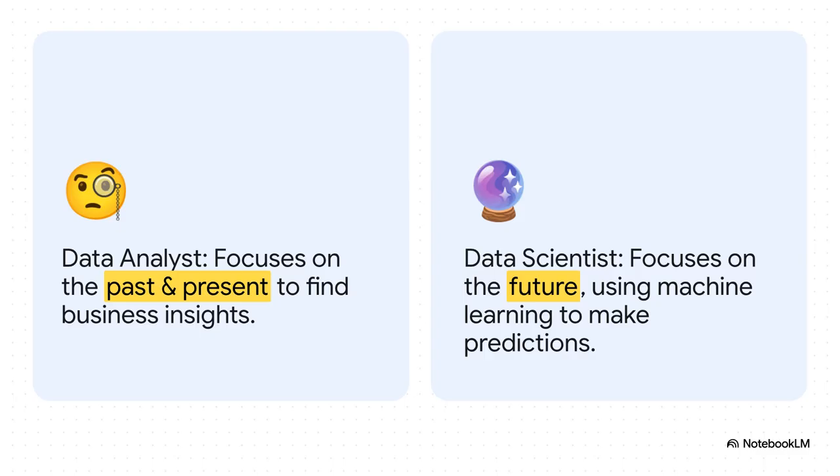Okay, one of the biggest mix-ups I see all the time is the difference between an analyst and a scientist. Honestly, the easiest way to think about it is it's a matter of tense. A data analyst is all about the past and the present. They're looking at what has happened to give you insights for today. A data scientist, on the other hand, is focused squarely on the future. They're using things like machine learning to predict what will happen.